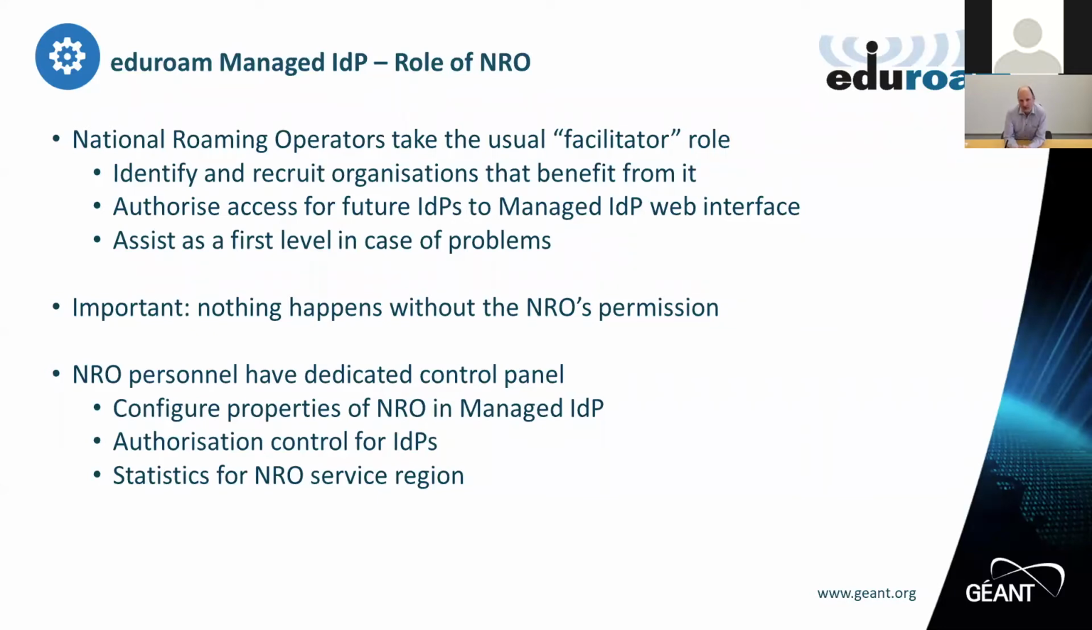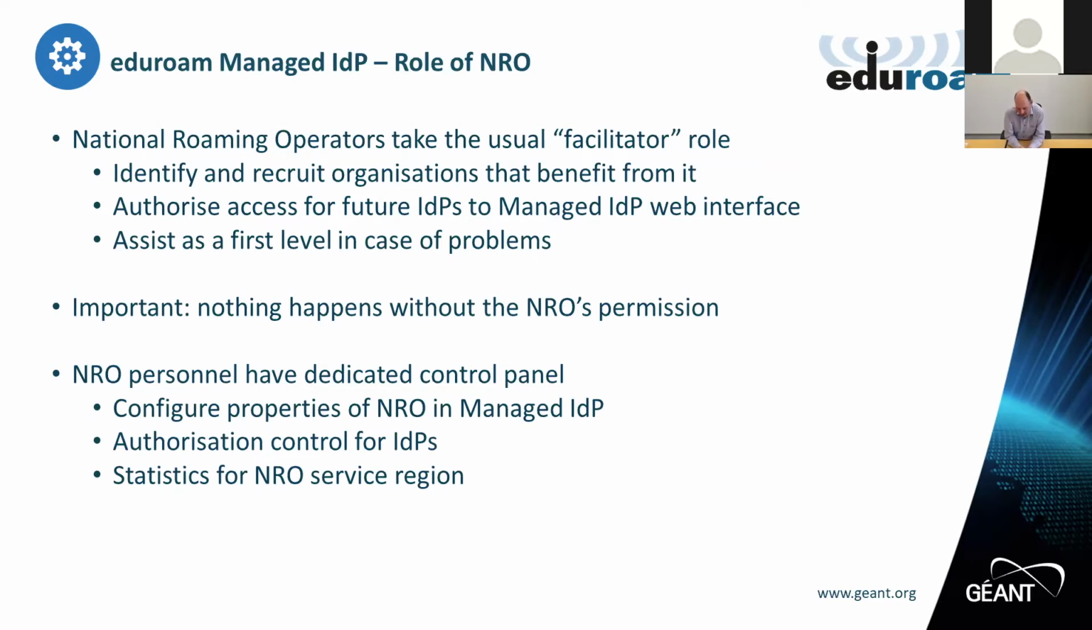When you do log in and when you do use the system, you have a dedicated control panel. So first of all, you can configure how you appear in the system. You have a name for NRO, logo, and so on. You have the authorization control for IdPs. You can create new IdPs. You can delete IdPs. You can change the administrators in case there was a change of personnel in the IdP. And finally, you can also see statistics for how was the uptake of the system in your service region.